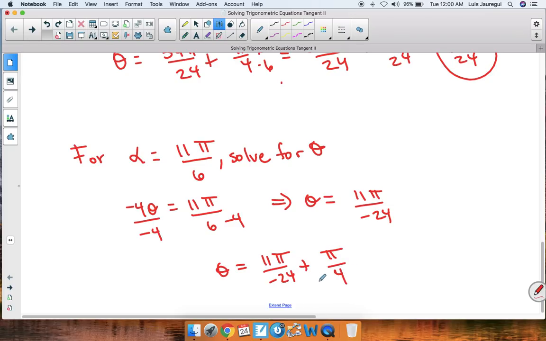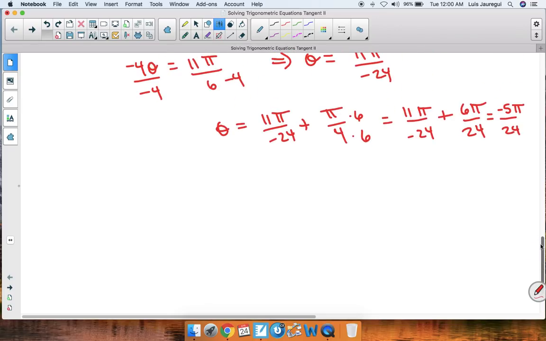Now, in order for us to get the same denominator, let's multiply this one by 6 over 6. So we get 11 pi over negative 24 plus the 6 pi over the 24, which now becomes negative 5 pi over 24. Still not between 0 and 2 pi. So we are going to keep adding the period here.